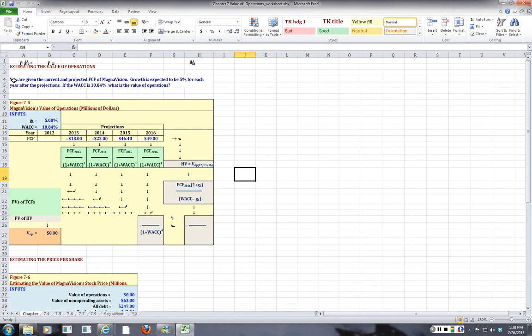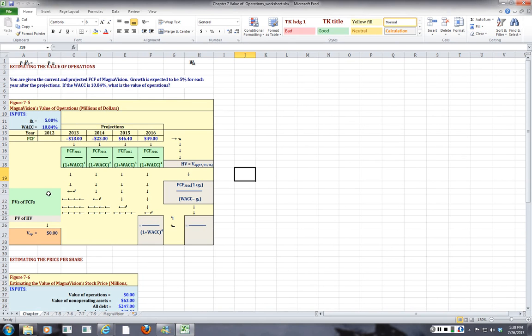So I've got this spreadsheet up here, and it says you're given the current and projected free cash flow of Magnavision. Growth is expected to be 5% for each year after the projections. If the weighted average cost of capital is 10.84%, what is the value of operations? And you can see here we've got 5% as the growth, the weighted average cost of capital, and these are the 4 years of projections here.